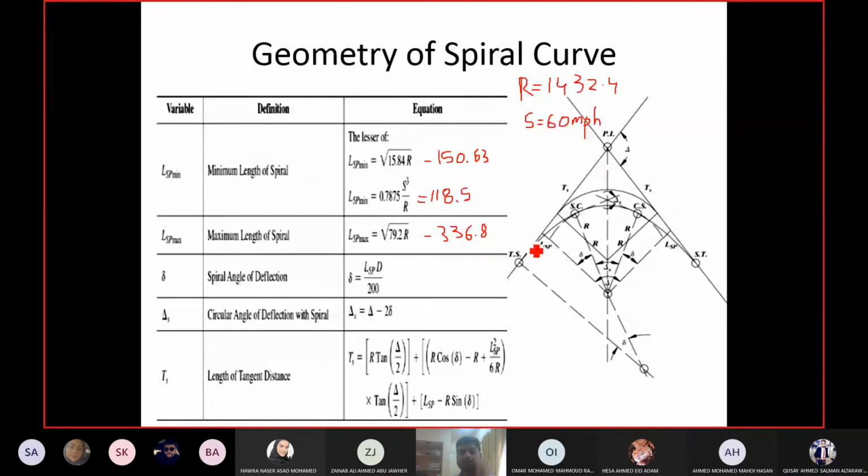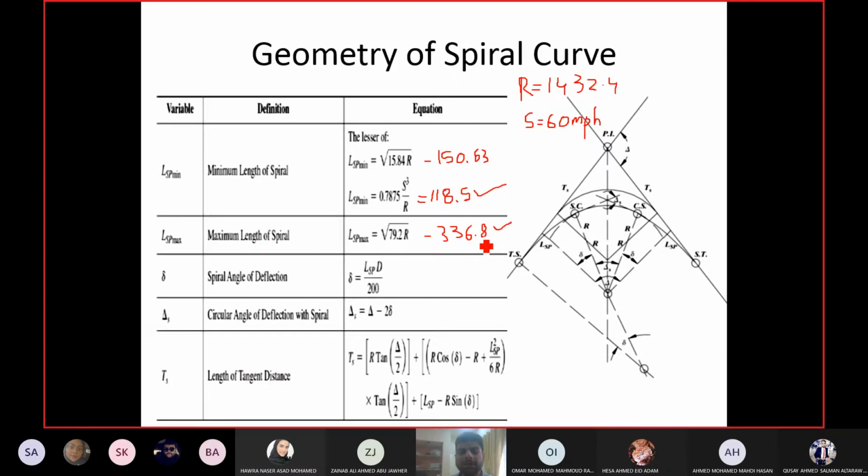Okay, now there were some guidelines given, and we said whatever value comes between the minimum and maximum. First of all, which will be my minimum spiral length? They are saying out of these two equations, take the lesser value. So the lesser value is this one, so this is my minimum spiral length, and maximum is this one. Any value from this range can be taken: 118.5 to 336.8.